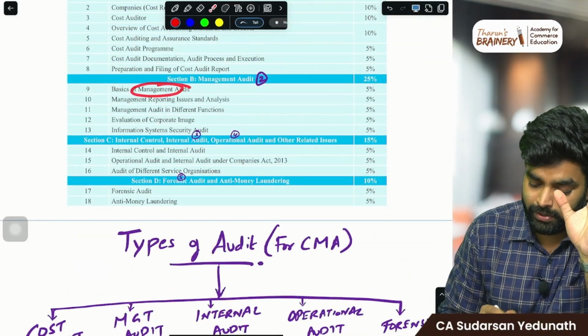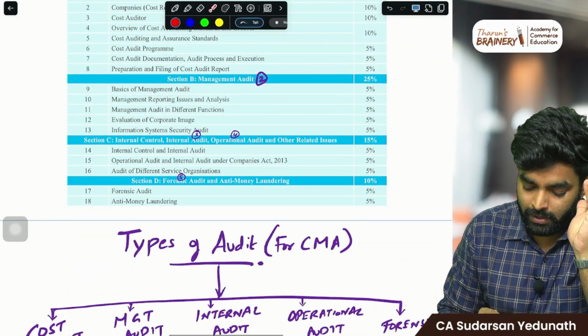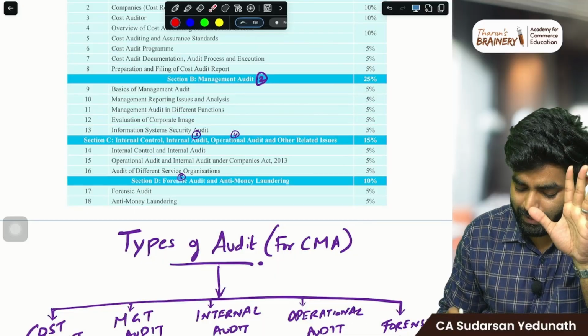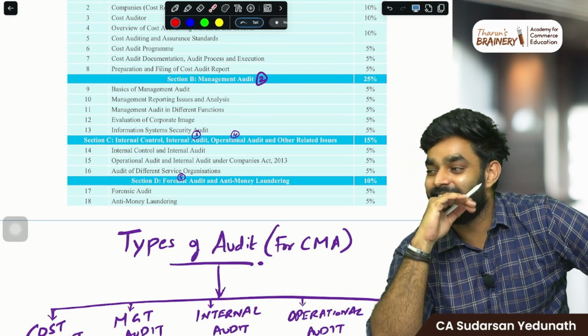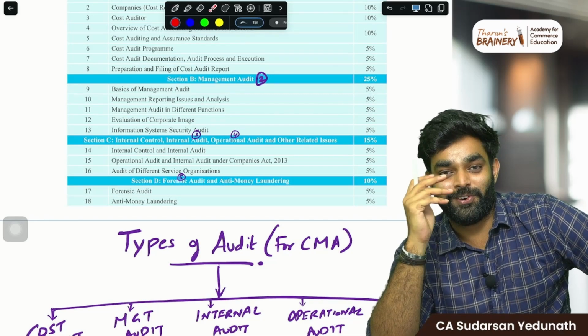Then management audit. This is a completely different thing. Management reporting, these are the things that come. Internal control, internal audit. What is internal control? Let me ask. Nobody will know. What do you mean by internal control?